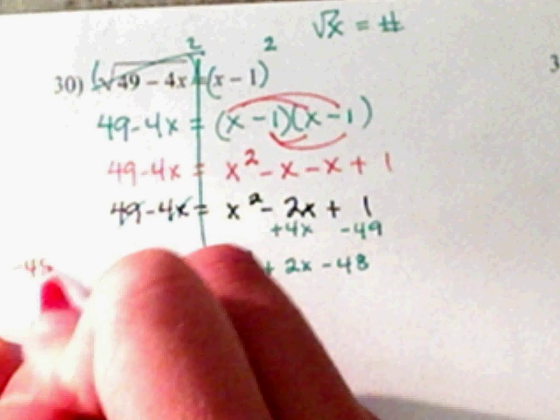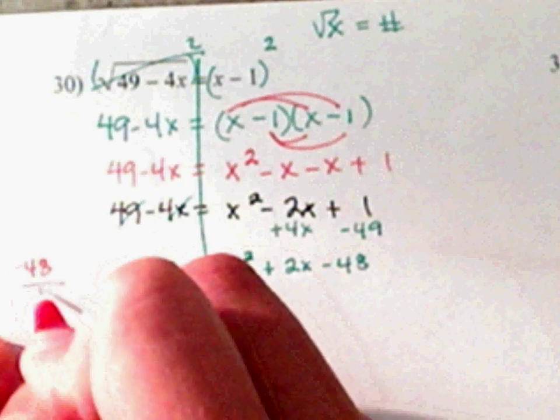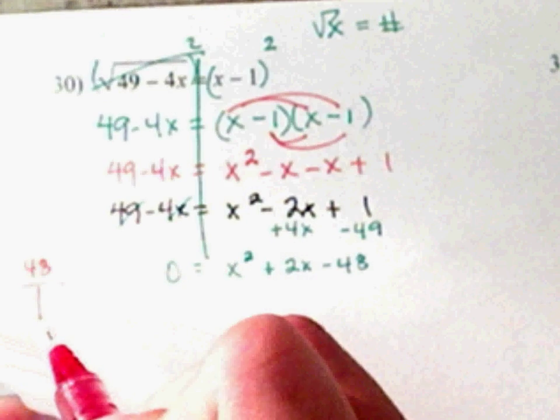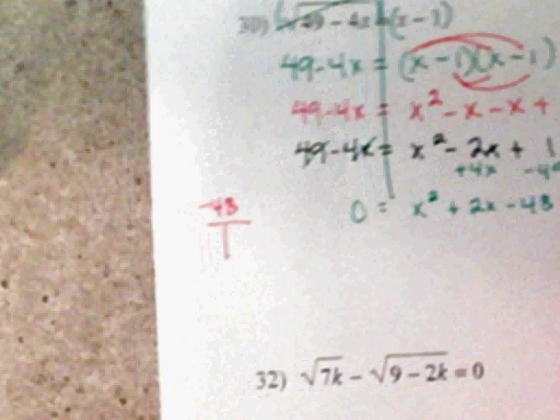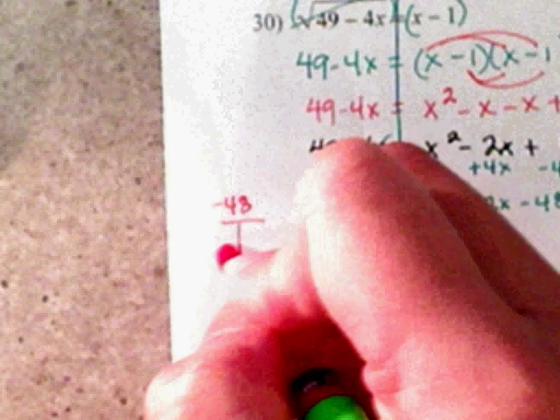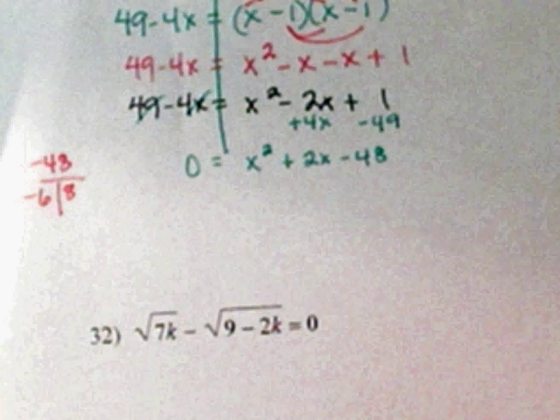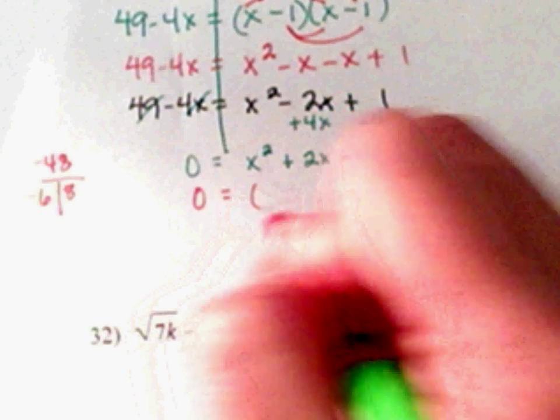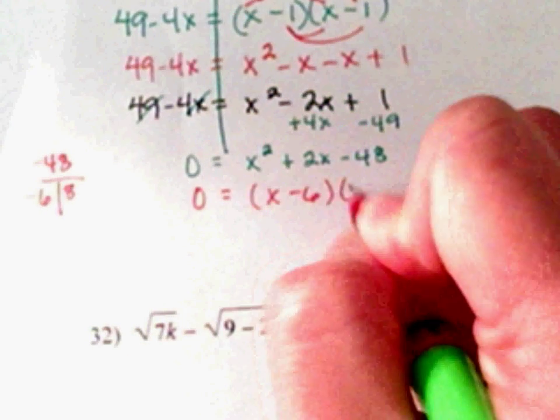1 times negative 48 is negative 48. What 2 numbers multiply to give you negative 48, and are going to subtract to give you 2? Well, that'll be negative 6, positive 8, okay? So I'm going to go ahead and factor. 0 equals x minus 6, x plus 8.